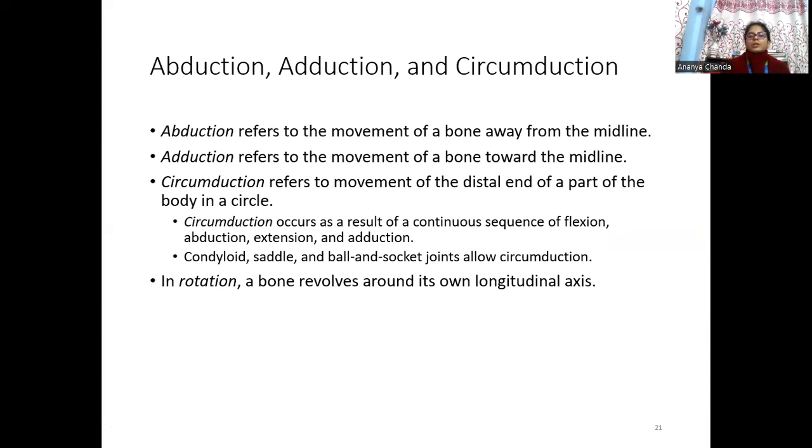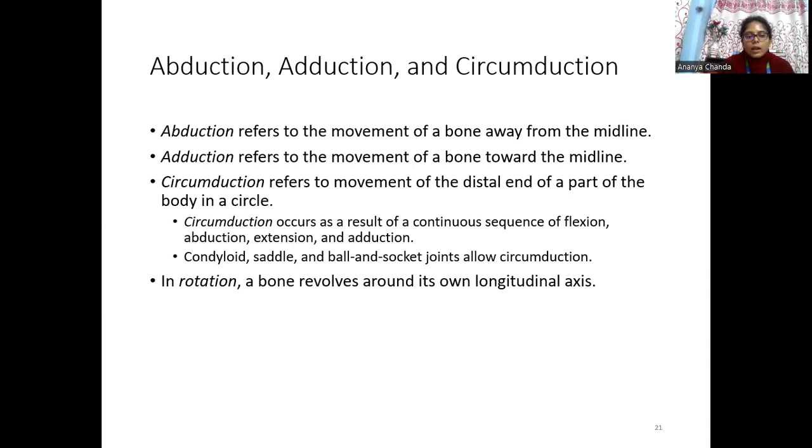Then comes abduction, adduction, and circumduction. Abduction refers to the movement of a bone away from the midline. Adduction refers to the movement of the bone towards the midline. Circumduction refers to the movement of the distal end of a part of the body in a circle.